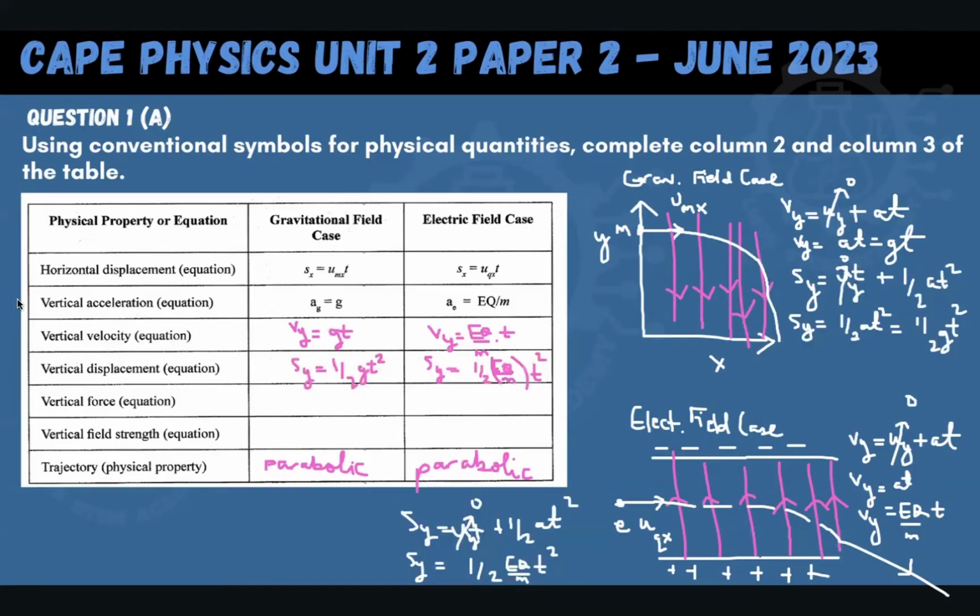Vertical force now. Force is a nice, straightforward one. In the gravitational case, we know that F is equal to ma, right? From Newton's laws, we know F is equal to ma. The A is the gravitational field in this case. So then your F will just be equal to mg, right? And so we're just going to drop that there.